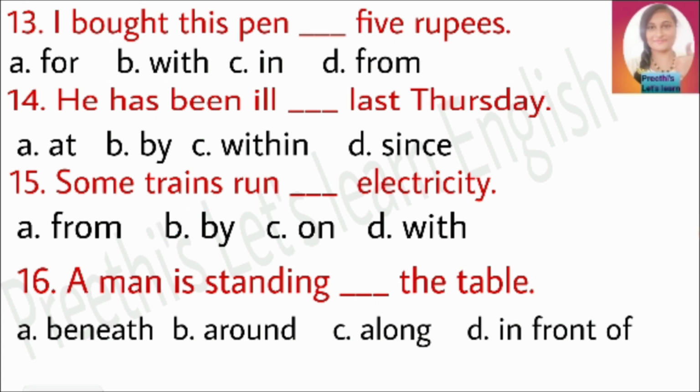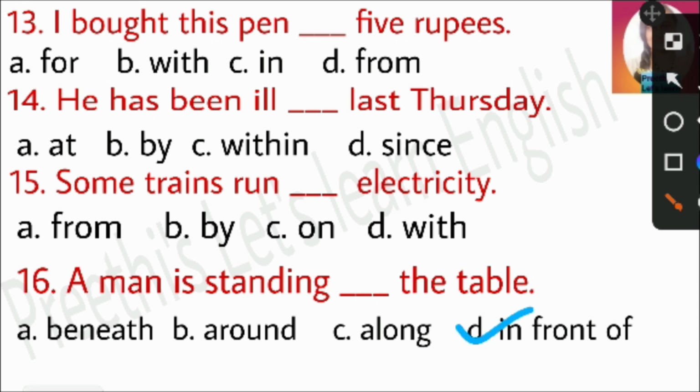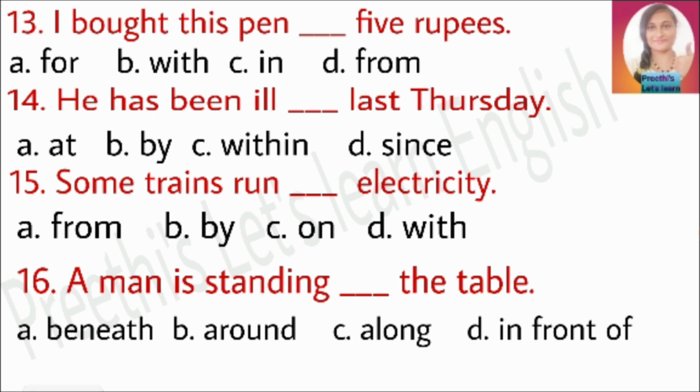Next, 16th one. Man is standing blank the table. Here the options are beneath, around, along, in front of. Beneath means under. A person can't stand under the table. It's a wrong option. Next, around. A person can't stand around the table. He will be in a particular position. So option B is also wrong. Option C, along. Along the table a person can't stand. So option C is also wrong. Option D, in front of, is the correct answer. A man is standing in front of the table.